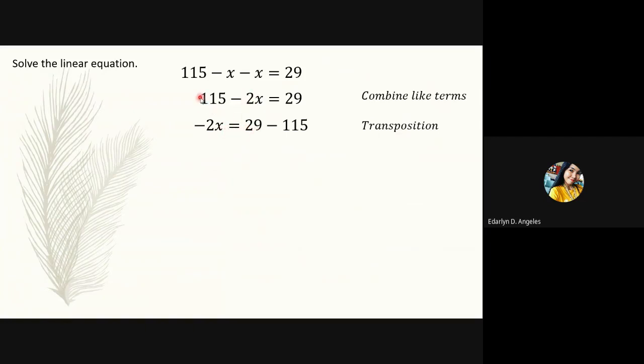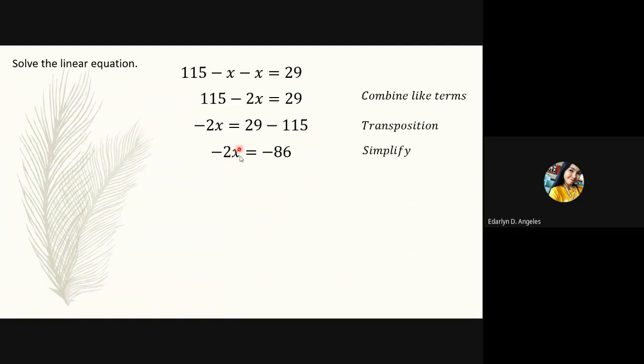As you can see here, it's positive. So when we transpose it, we need to change the sign to its opposite, which is negative. So that would be 29 minus 115. All right. Next is to simplify. Let us simplify this equation. Again, copy negative 2x. 29 minus 115 is negative 86.